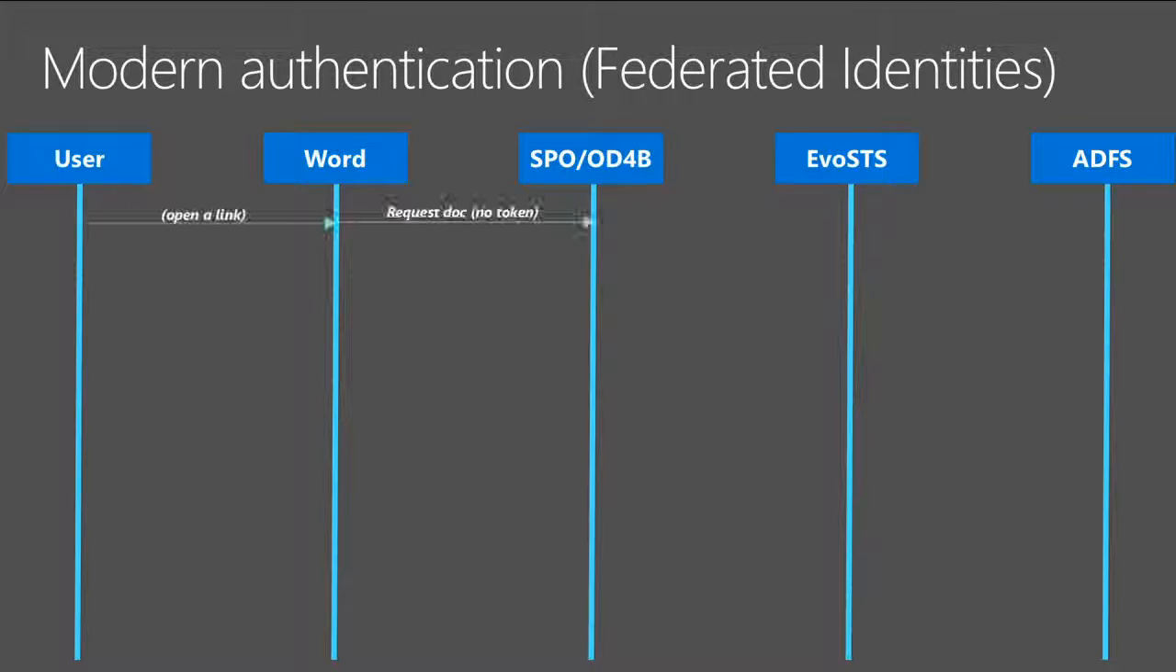So we'll start with the user. Oh, whoops, that shouldn't have done double. A user wants to open a Word doc, right? They click on a link in an email, or for some reason, they get that URL. Word's going to try to open that document. It's going to reach out to SharePoint in this particular example, or OneDrive for Business, and say, please give me the document located at this URL.